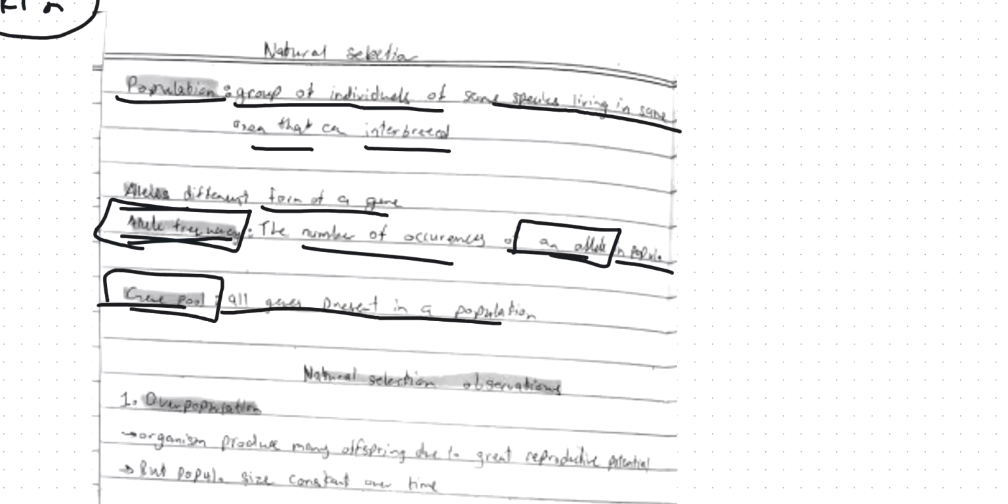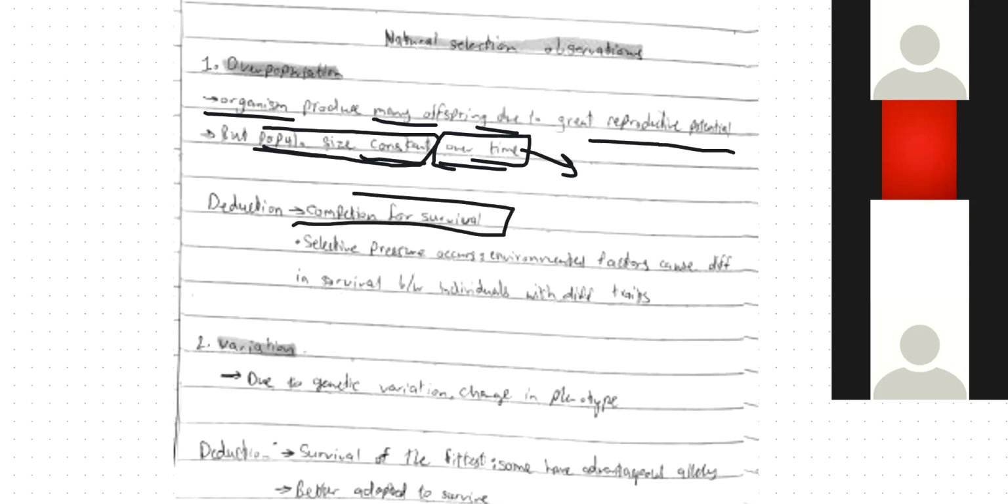And overpopulation is when organisms produce many offspring due to great reproductive potential. But the population size will remain constant over time. So over time, this overpopulation would decrease, and the population size will become constant. Why is this? This is because of competition for survival.